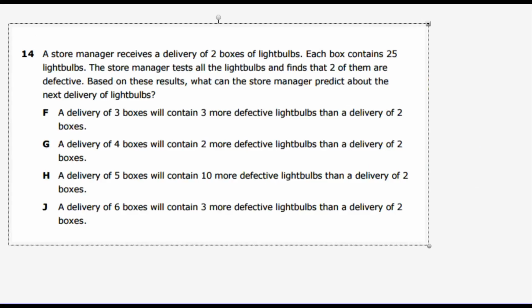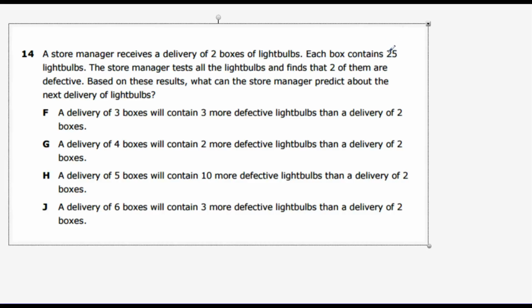Okay, last one for this part, and then we're going to try to get Ms. Price to do the next part. A store manager receives a delivery of 2 boxes of light bulbs. Each box has 25. He tests all of them and finds 2 of them are defective. Based on the results, how many can you predict about the next delivery?